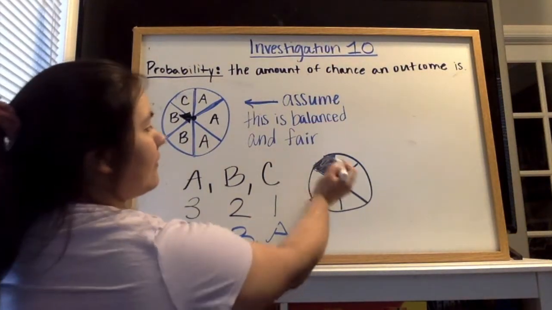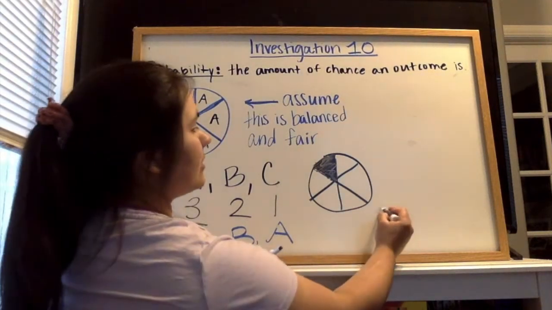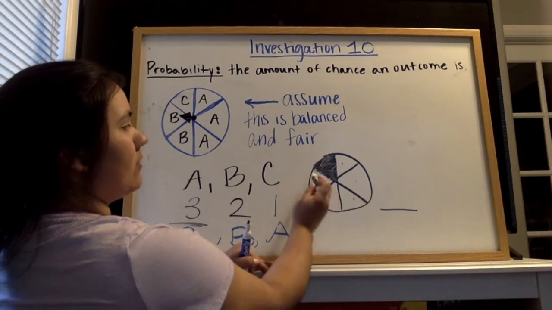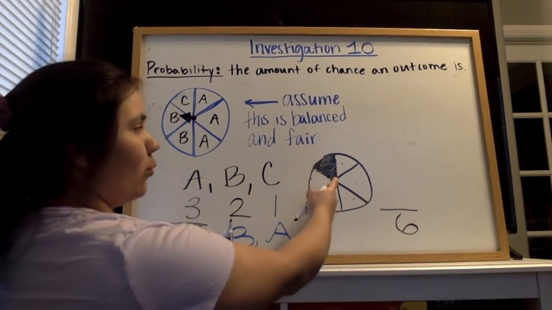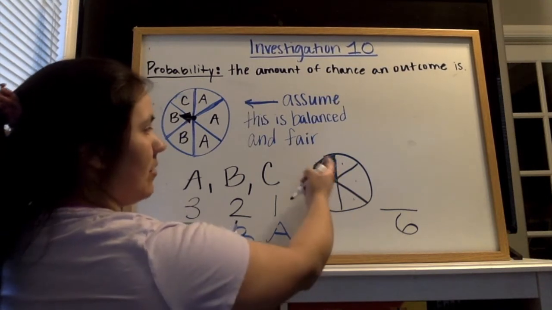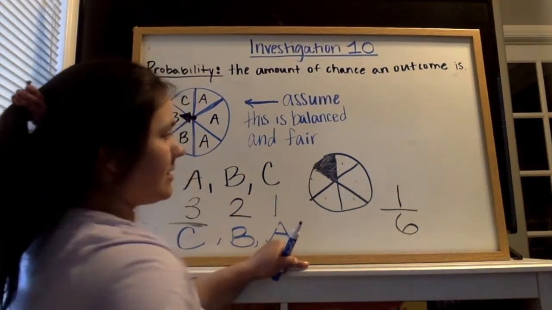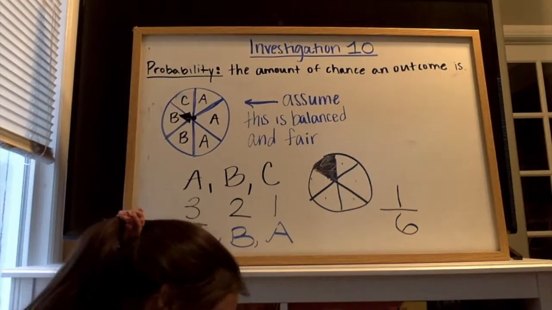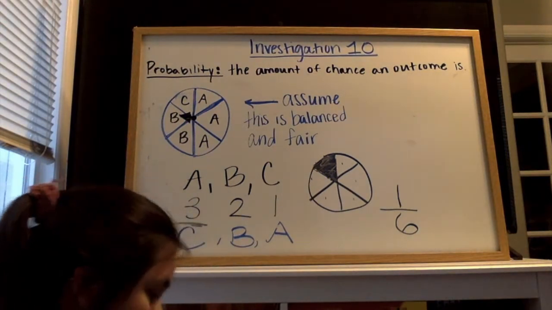So if we're trying to find the fraction, we need to figure out how many pieces total there are. That's going to be your denominator. So there's 1, 2, 3, 4, 5, 6 pieces. There's only one sector possible for a letter C. So we just have a 1/6 probability for C happening. So for number 6, the answer is 1/6.